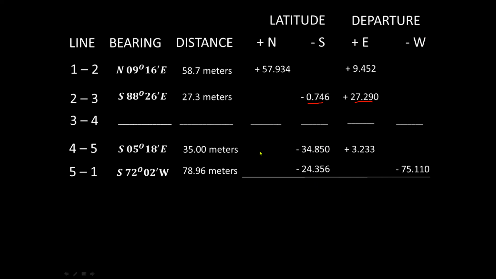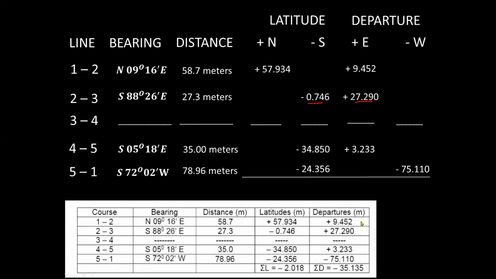Now, we add all of our values under latitude. And take note, we have to consider their signs. Same thing with the departure. So we have to take the summation of L and summation of D in this given situation. In doing that, we can see at the bottom of our table that the summation of latitude is negative 2.018. The summation of departure is negative 35.135. When all of these are added in latitude and departure, this is what we get.